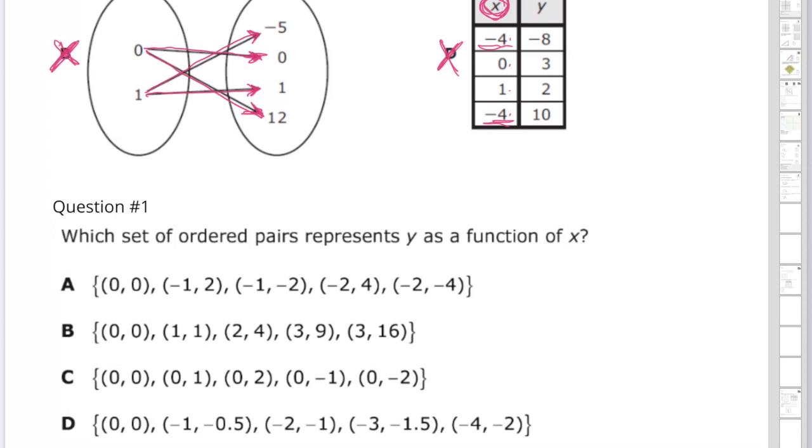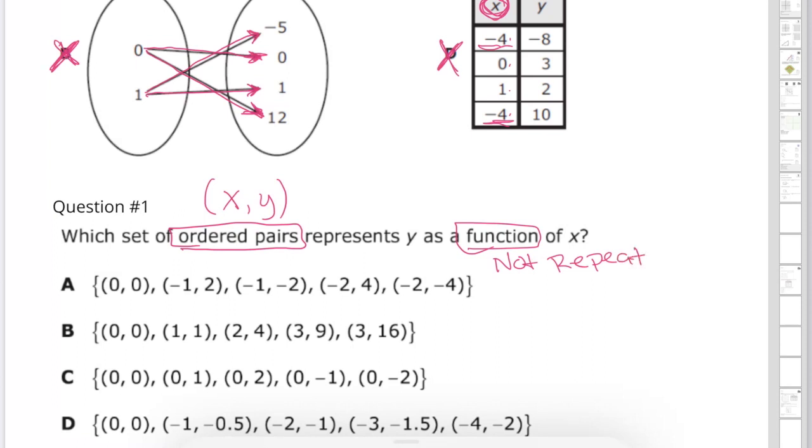Which set of ordered pairs represents y as a function of x? There's a few keywords in there. First one, ordered pairs. And I know an ordered pair, just like in the last video, is always x, then y. Then I see the word function, and I know function means to not repeat.